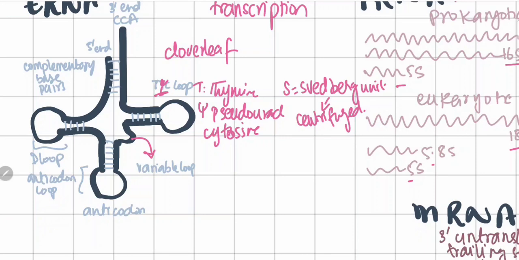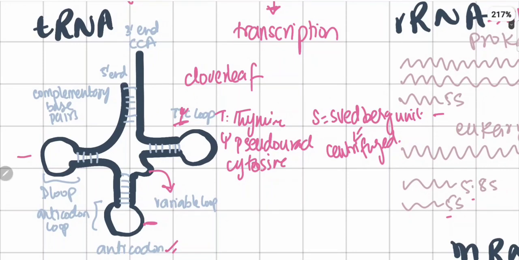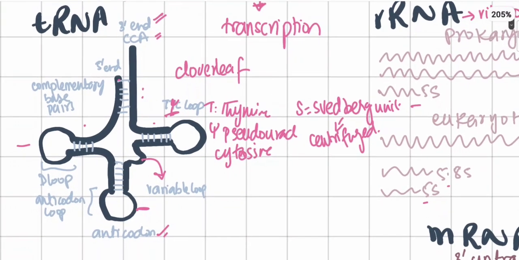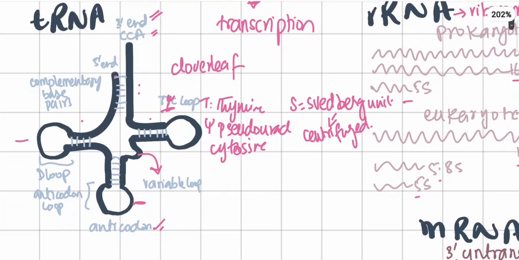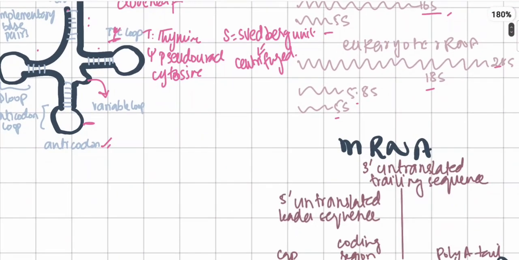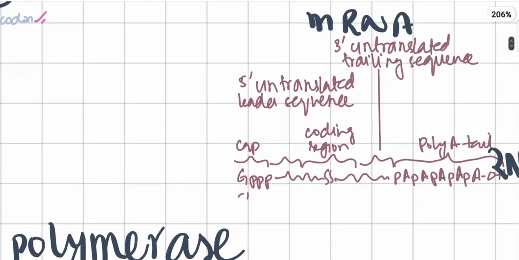This right here is the variable loop. Then this is the anticodon loop. We will detail anticodon later on. And then we have a D loop, and then here is the 3' end CCA and the 5' end, with complementary base pairings here, here, and here. So that's how the tRNA is structured. tRNA is going to recruit amino acids to the ribosome, with the help of the ribosomal RNA. We are going to detail these two in translation.